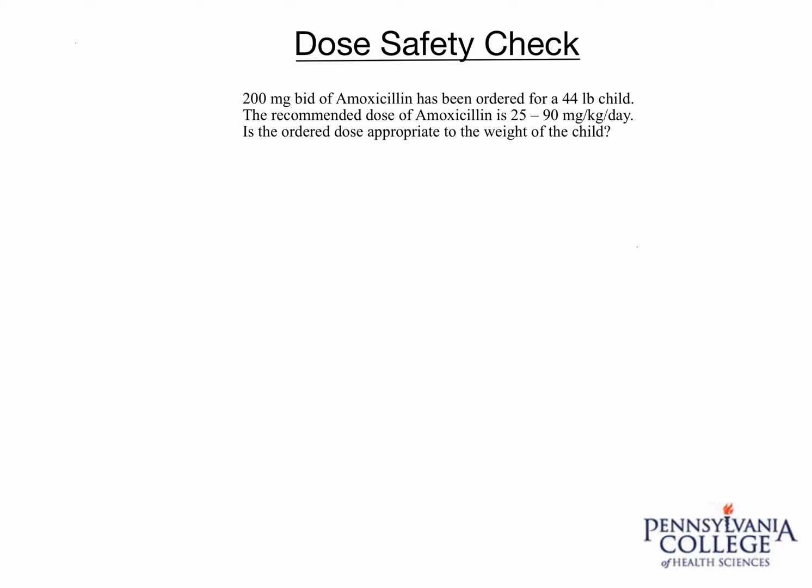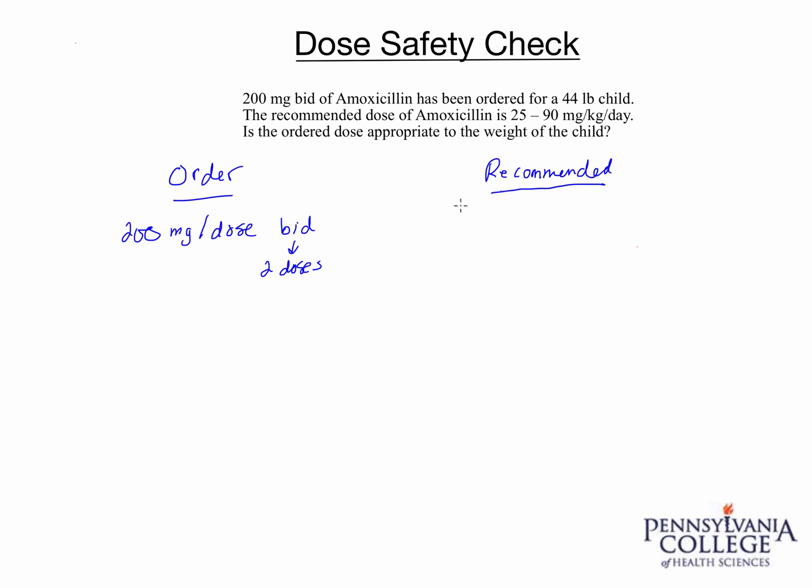The overarching idea for these problems is that we have an order and we have what's recommended, and they don't match. And what I mean by they don't match is they don't have the same unit. The order that's given to us is 200 milligrams per dose, and this is BID. And we know BID means 2 times a day, so 2 doses. What's recommended is somewhere between 25 to 90, and this is milligrams per kilogram per day.